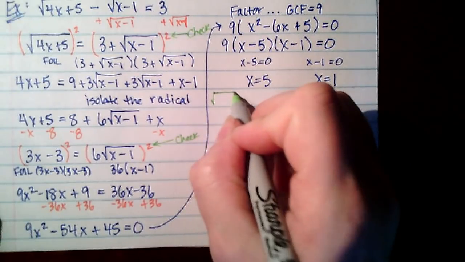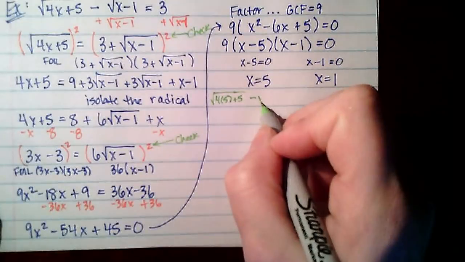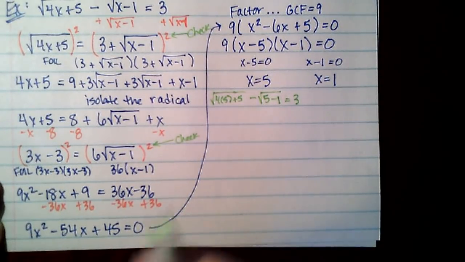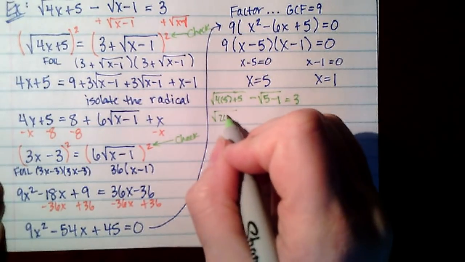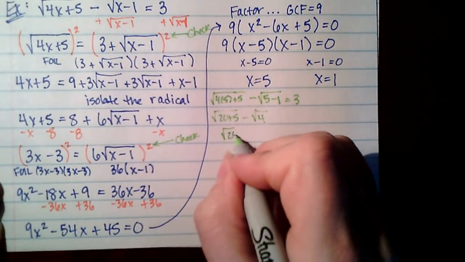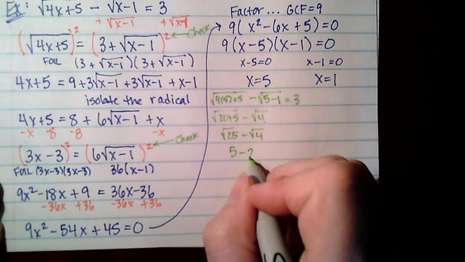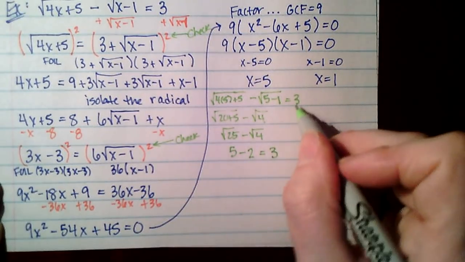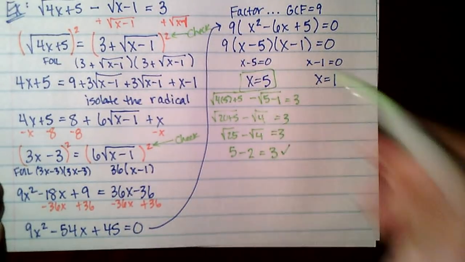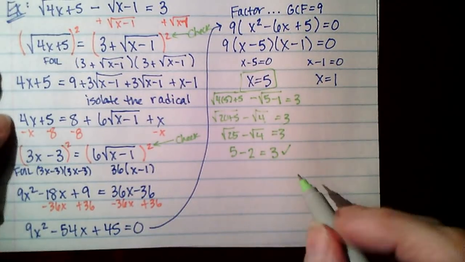So square root of 4 times 5 plus 5 minus square root of 5 minus 1 equals 3. So that would be square root of 20 plus 5 minus square root of 4, which is square root of 25 minus square root of 4, or 5 minus 2 equals 3. 3 equals 3. So that checks out. x equals 5 works.